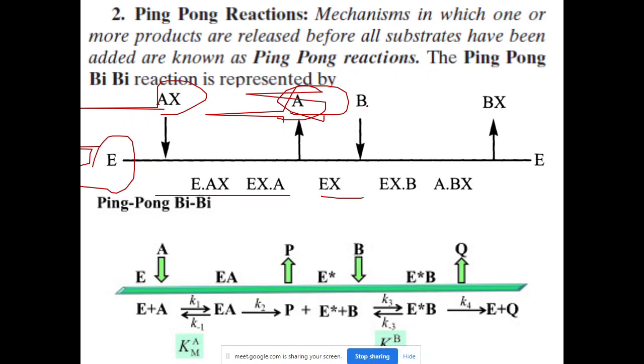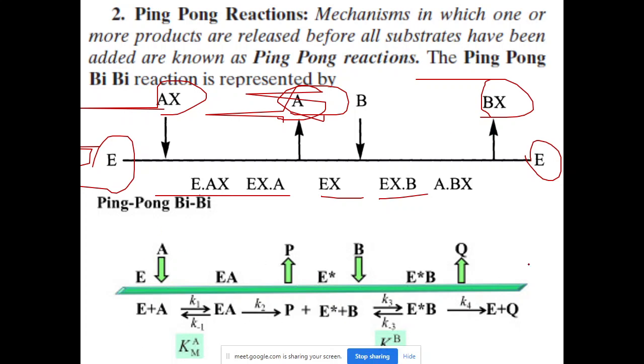So B will combine with EX, forming EXB. Once again, there is a transfer of the functional group, leading to ABX. If you remember, there is a double displacement. X is removed from A to E here, and again X is removed from E to B. So there is a double displacement. As a result, the second product BX is released, leaving the free enzyme as it is. So this is called ping pong.